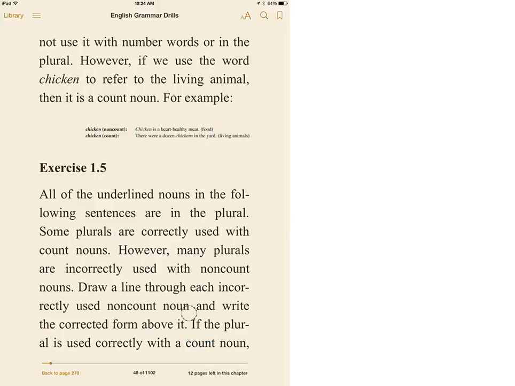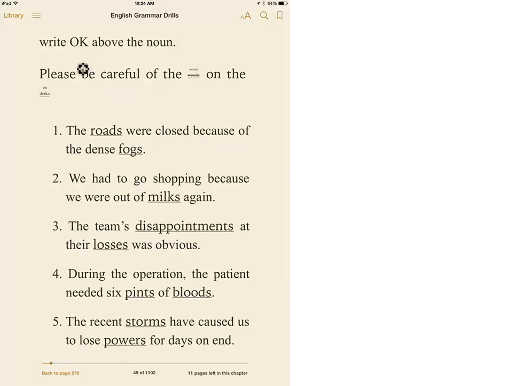So this is a very simple exercise. It says all of the underlined nouns in the following sentences are in the plural. Some plurals are correctly used with count nouns. However, many plurals are incorrectly used with non-count nouns. Draw a line through each incorrectly used non-count noun and write the corrected form above it. If the plural is used correctly with a count noun, write OK above the noun.